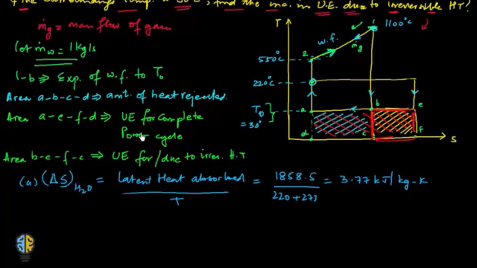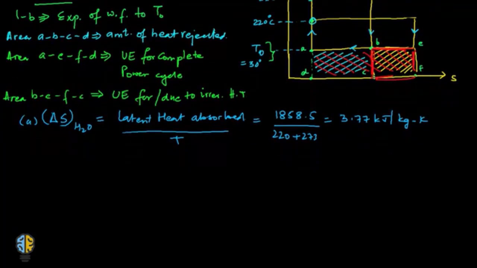Now, if you look at the next part, it says, what is the increase in unavailable energy due to the irreversible heat transfer? So for the increase in unavailable energy, let's give it part B, this is given by T naught into delta S total.